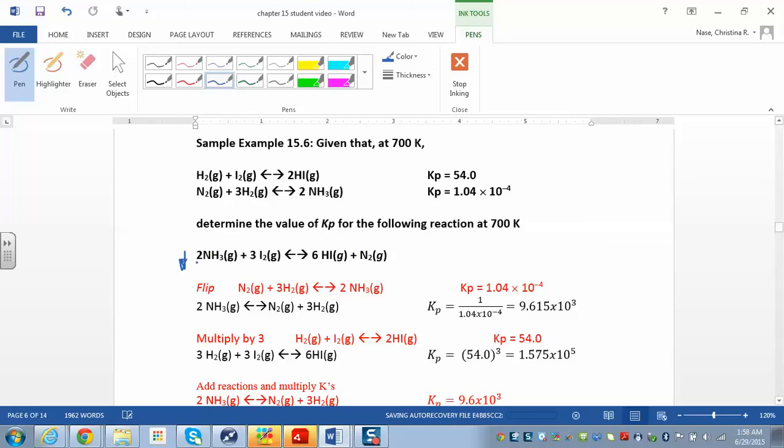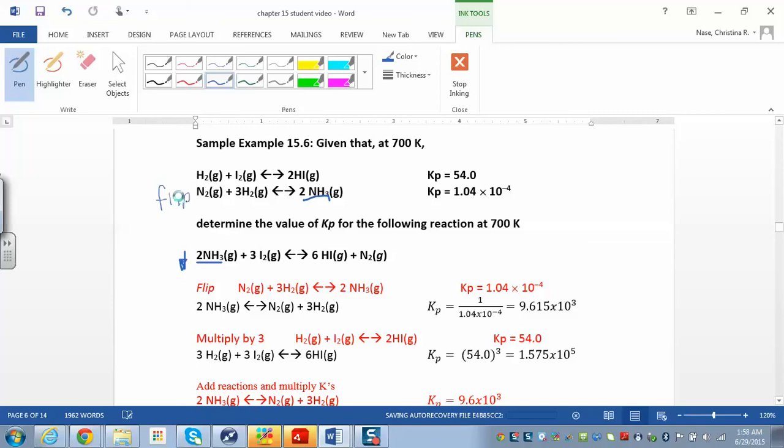So I have 2NH3 and I have 2NH3 over here. I want it as a reactant because it's the reaction I'm trying to get to. I want it as a reactant, I have it as a product. So what should I do? I'm going to flip the reaction around. So flip it, which means just reverse the reaction.